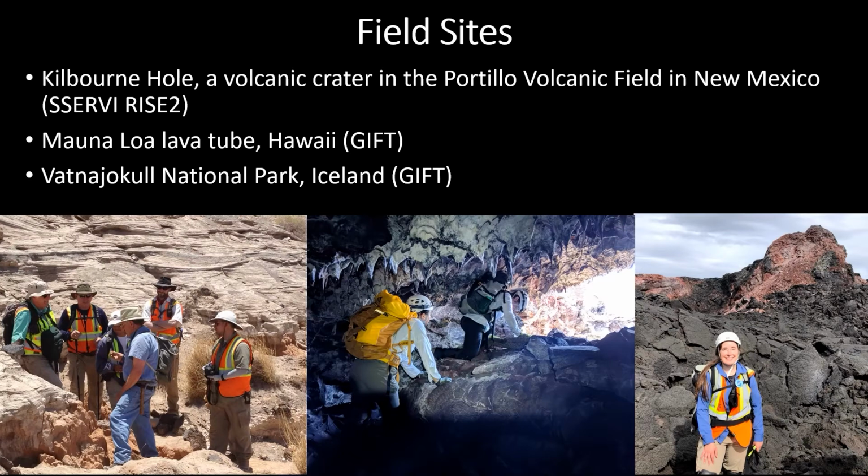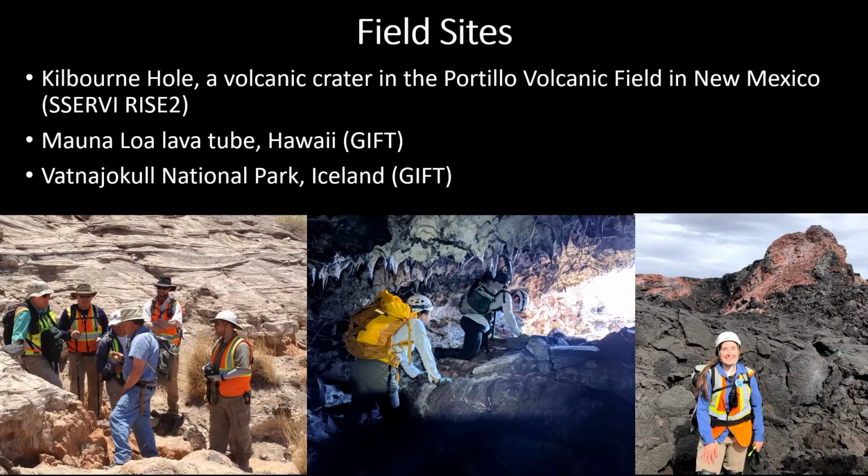So here I'll briefly go over the 3 field sites that I'll discuss in more detail in this talk. The first one is Kilburn Hole, which is a volcanic crater in the Potrillo Volcanic Field in New Mexico. Fieldwork at this site was done under the auspices of the Survey Rise 2 team. And I'll talk a little bit later about what that team does.